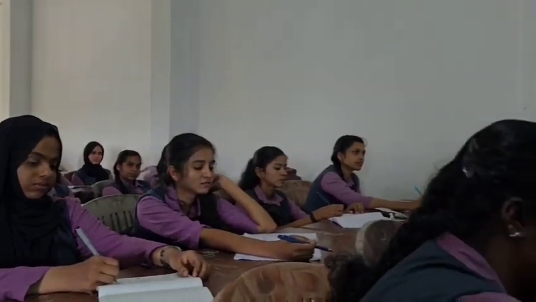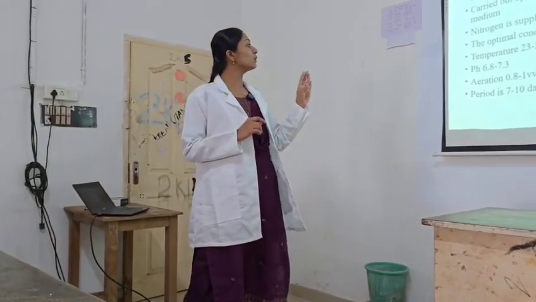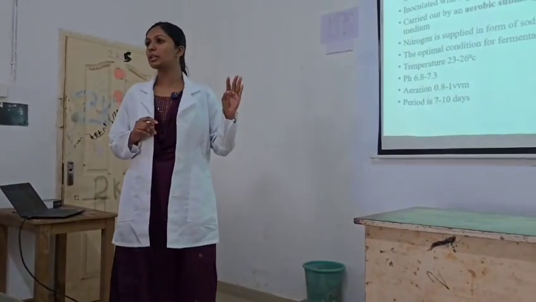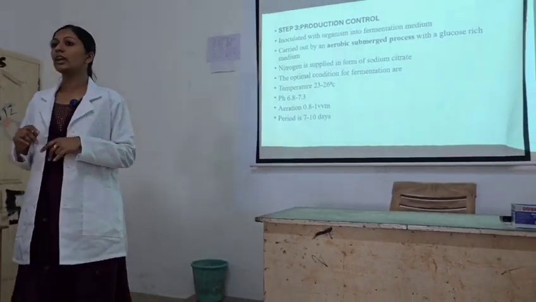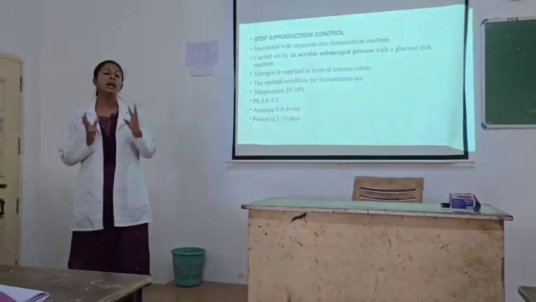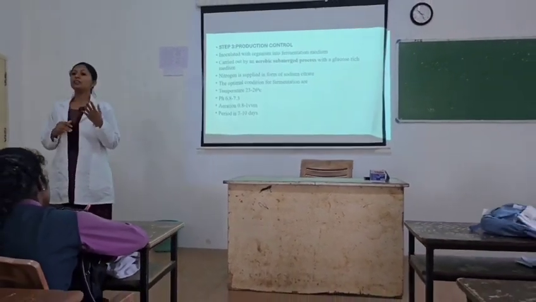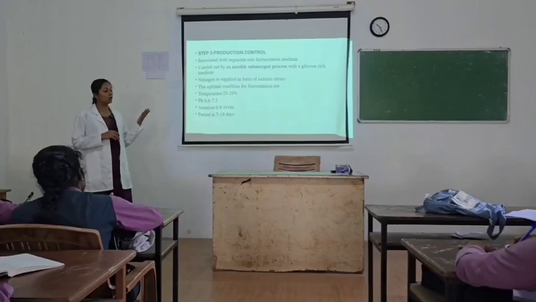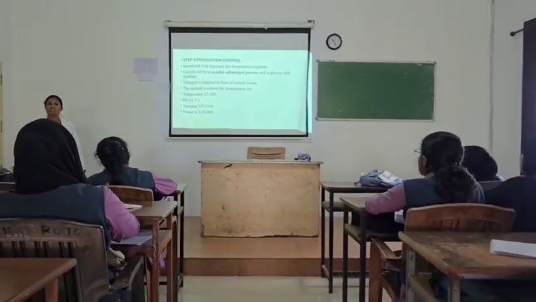Okay, aerobic submerged process means a continuous air supply will be provided. Here we can use an aeration rate of 0.8 to 1 volume per minute. And the maximum incubation period is 7 to 10 days. We have to perform fermentation for at least 7 to 10 days. Okay. Then after the incubation period, after the fermentation, we get the fermentation broth.